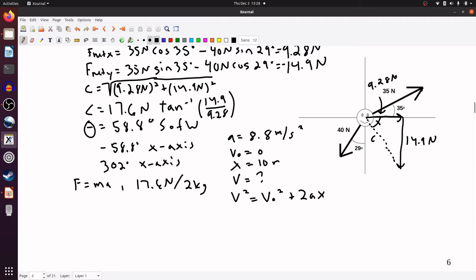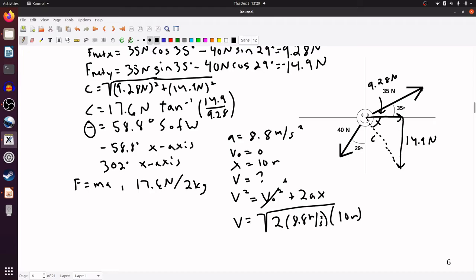I use this equation because you're going to use it in physics too. Not a lot, but it'll pop up a bunch, and it's useful when you don't have a time, when you don't know how long it takes. So that's what we're going to use. We want to find v squared, and we know that v naught squared is equal to 0. So basically we're just going to square root 2ax. So 2 times 8.8 meters per second squared, and then x is 10, I believe.